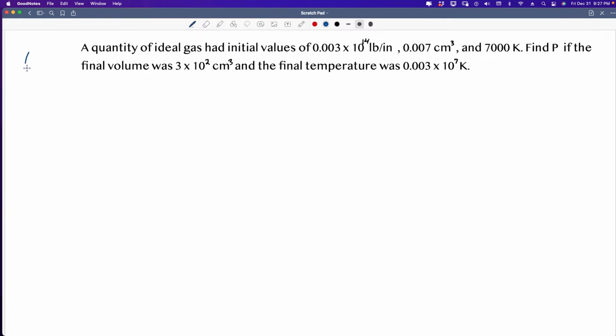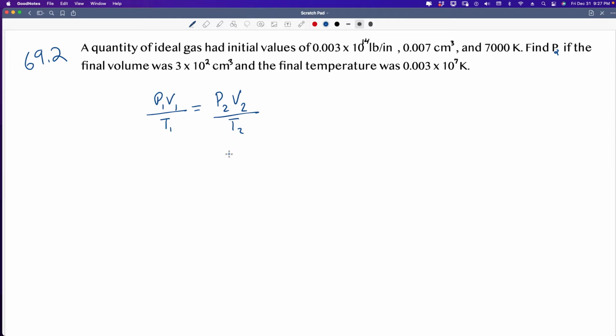This is 69.2. Okay, I'm going to first read it through. A quantity of ideal gas had initial values of this, this, this. Find P2. All right, find the final pressure if the final volume was this and the final temperature was this. Okay, so we got to find P2. We got to find the final pressure. So let's put in our original formula. P1 V1 over T1 equals P2 V2 over T2. Okay, so now we're going to solve for P2.